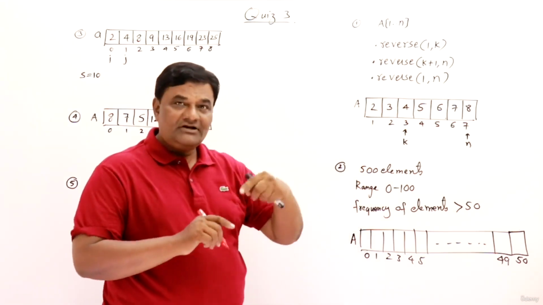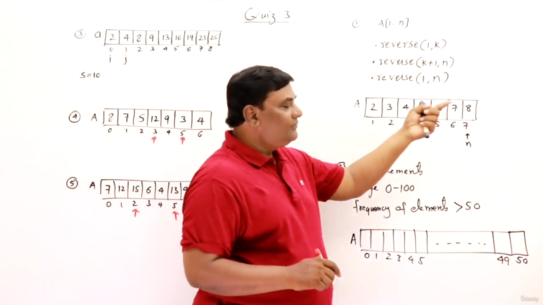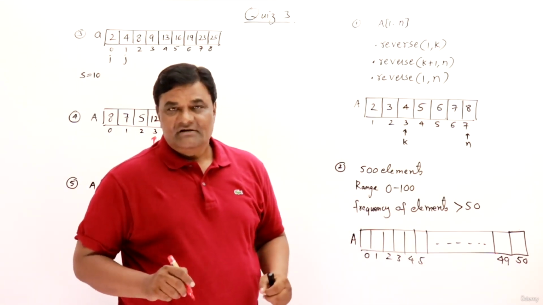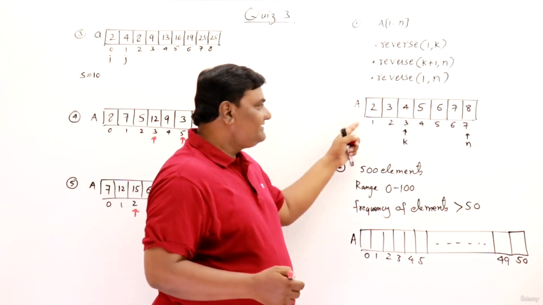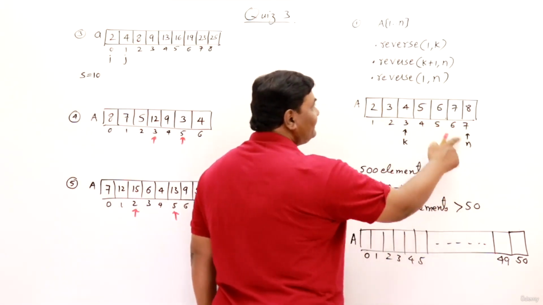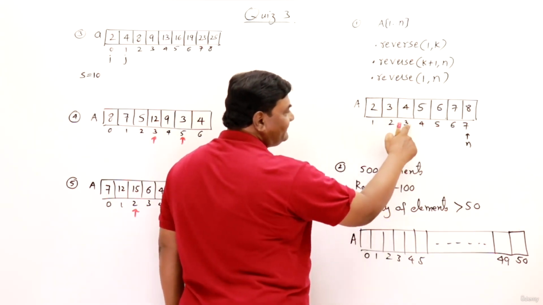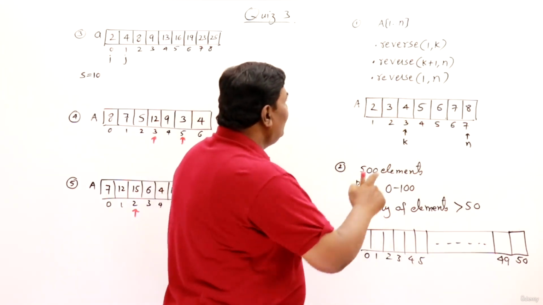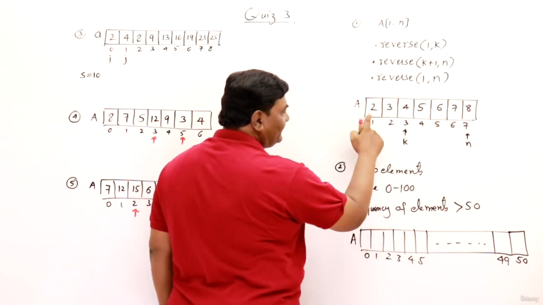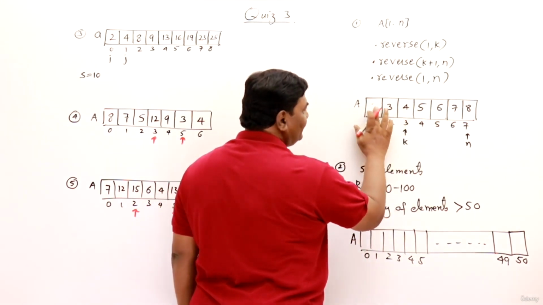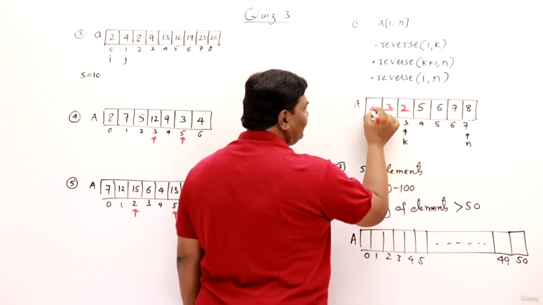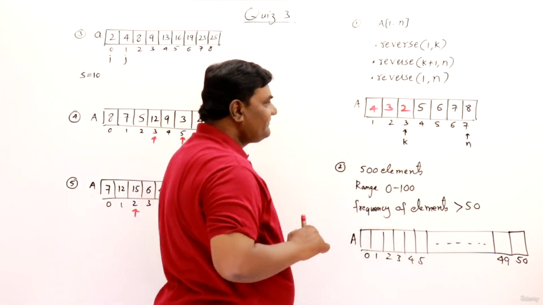is performed from 1 to k, then from k plus 1 to n, then from 1 to n. So what will happen to the array? Let us see, I have an example array here. The array is from 1 to 7, n is 7, and let us say k is 3. If reverse from 1 to k is performed, that is 1 to 3, so it is 2, 3, 4. So it will be 4, 3, 2. So it is reversed.